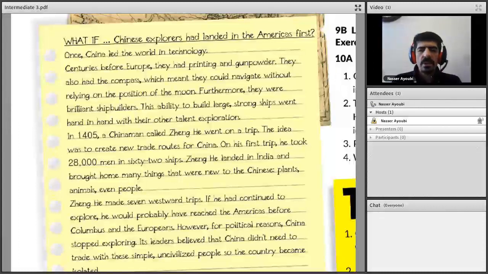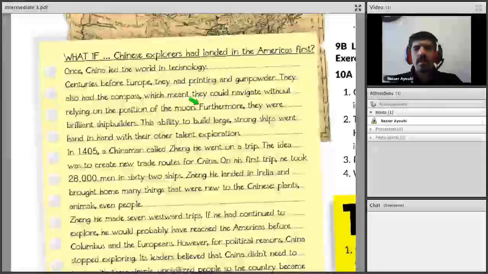Supporting sentences. 1. Centuries before Europe, they had printing and gunpowder. 2. They also had the compass, which meant that they could navigate without relying on the position of the moon. Next one. Furthermore, they were brilliant shipbuilders. Linking words here are also and furthermore. Furthermore means also, what's more.